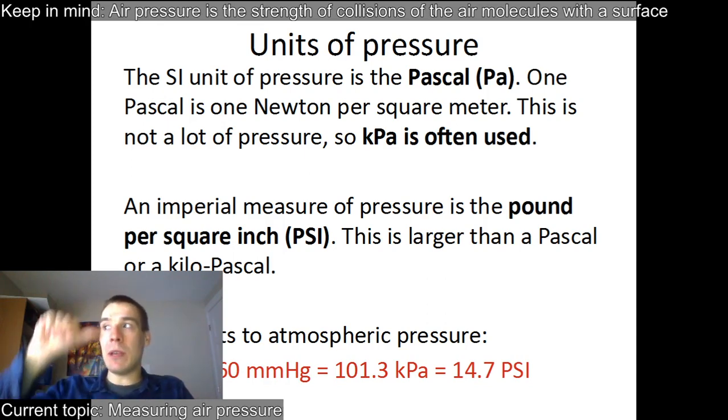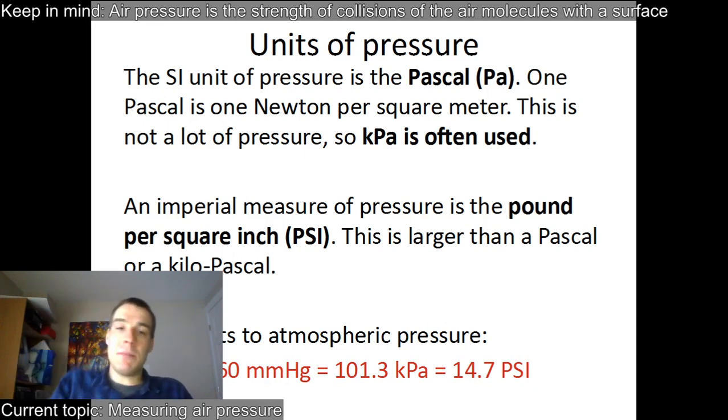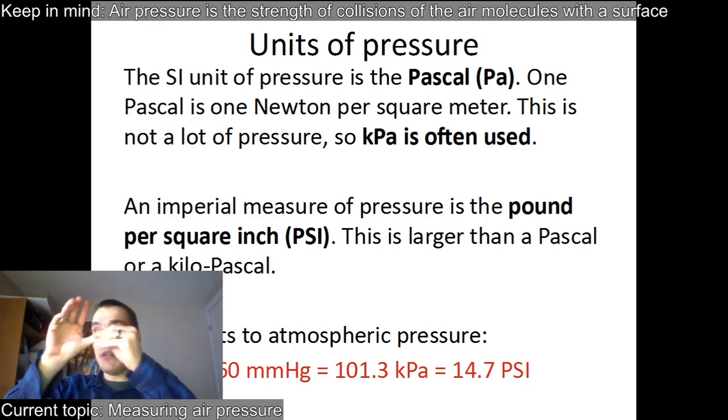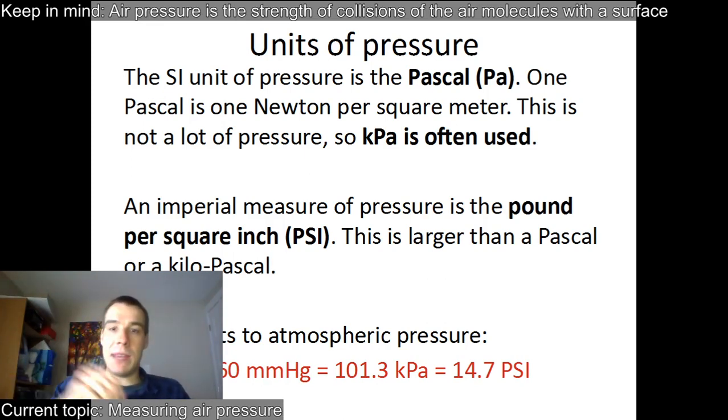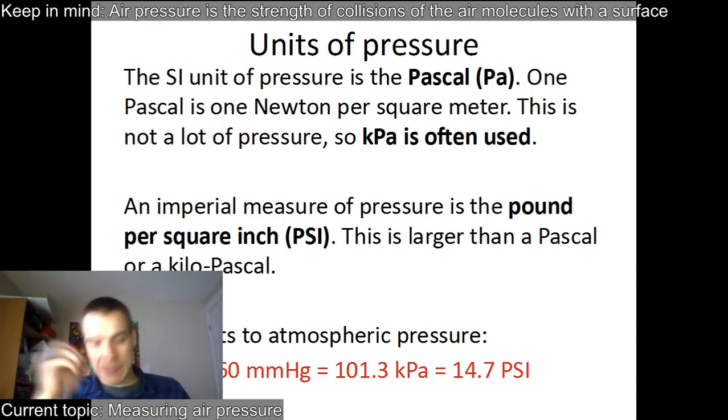So imagine trying to hold up a 15-pound weight with just the pad of your thumb. That's how much pressure the air is currently pushing on your thumb with. So your thumb is pushing back with that much pressure as well. That's because we have an internal pressure that's equalized to the external pressure.